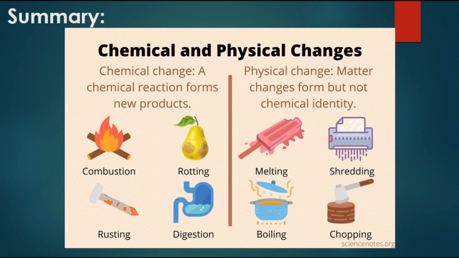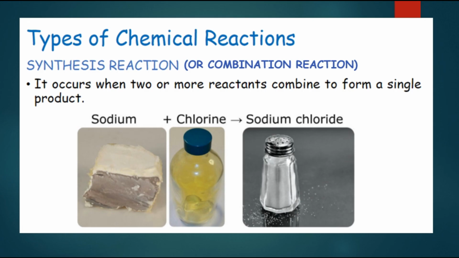Physical change is when matter changes form but not its chemical identity. So only the physical properties, the physical appearance, the states change, but not the chemical composition. Examples are melting, shredding paper, boiling, chopping wood, etc. In chemical change, a chemical reaction happens. We have two types of chemical reaction. First is the synthesis reaction or combination reaction. It occurs when two or more reactants combine to form a single product.